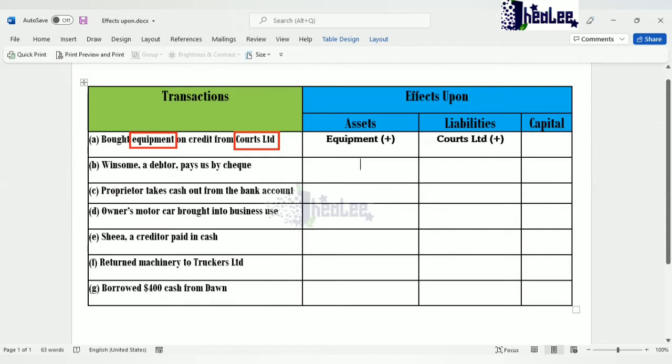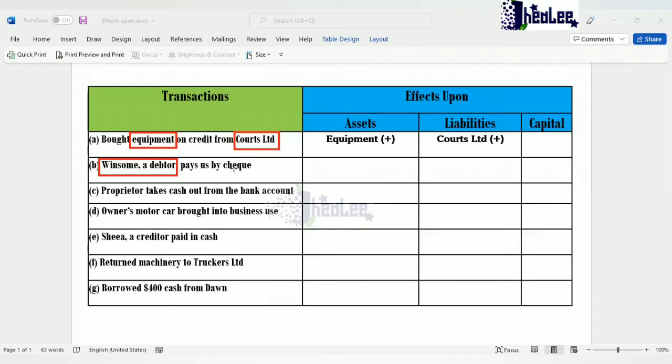Winsome, a debtor, pays us by check. What are the two things that are affected by this transaction? We're seeing Winsome, who is a debtor. So Winsome, the debtor is paying us. So debtor there is affected, but the specific debtor is Winsome. And we have to indicate the particular name of the debtor, because we want to know whether or not this person is owing us at the end of the period, or we need to know the value if they're owing us at the end of the period. So we have to know the specific individual.